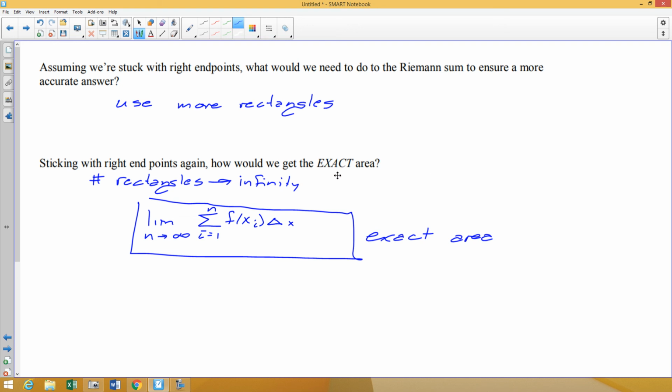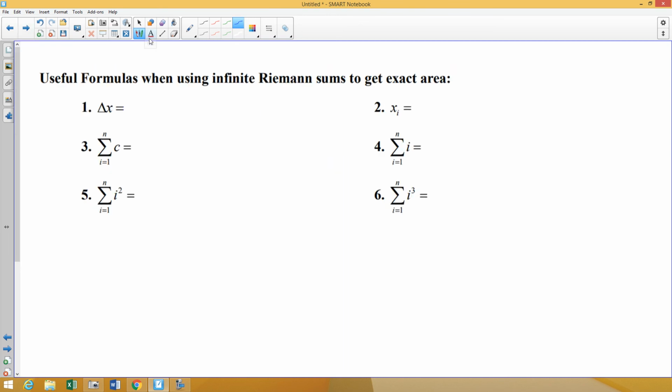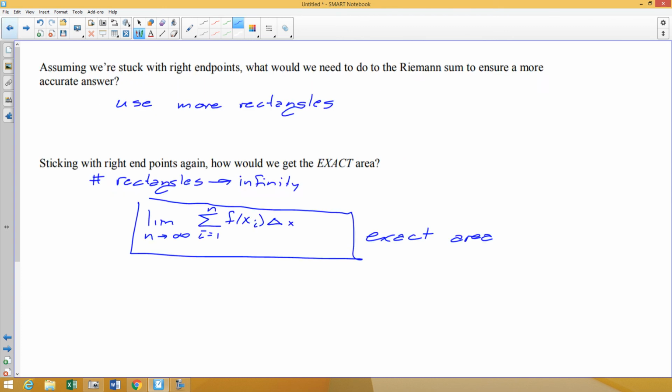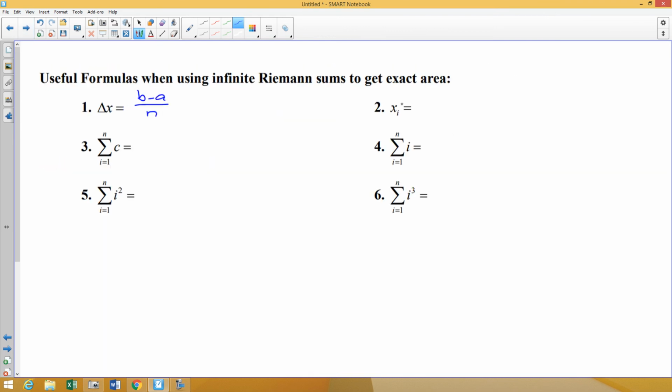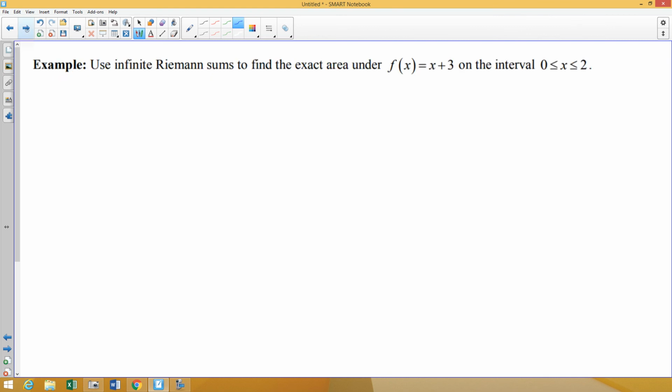There are some formulas you're going to need to know in order for this to work, and some adjustments we'll make to this formula, and that's coming in here. So a few useful formulas to get exact area. First, delta x is b minus a over n to find the base of each rectangle. Going back to the original shape here, your ending point minus your initial point divided by the number of subdivisions does give you the base of each rectangle.